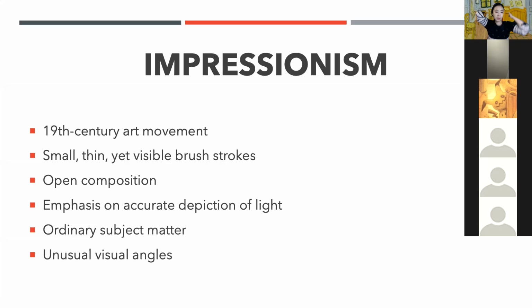So Impressionism is a 19th century art movement characterized by relatively small, thin, yet visible brushstrokes and open composition, and emphasis on accurate depiction of light and its changing qualities, often accentuating the effects of the passage of time, and ordinary subject matter with human perception and experience and unusual visual angles. Impressionism was organized by a group of Paris-based artists during the 1870s and 1880s.